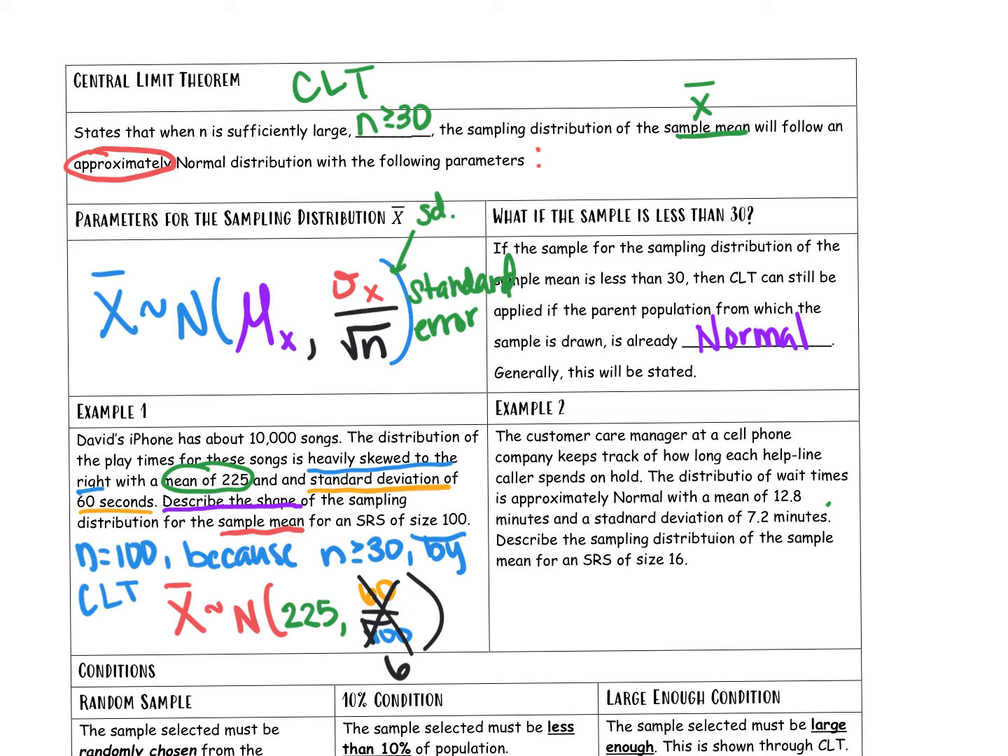In example 2, it says the customer care manager at a cell phone company keeps track of how long each helpline caller spends on hold. The distribution of wait times is approximately normal with a mean of 12.8 minutes and a standard deviation of 7.2 minutes. Describe the sampling distribution of the sample mean for an SRS of size 16. So again, I'm describing the distribution of the sample mean, or x bar. But this time my simple random sample is size 16.